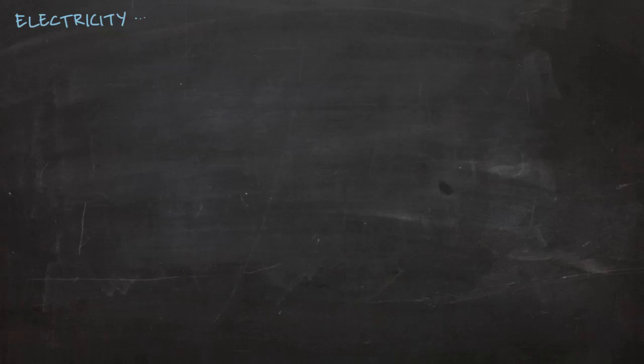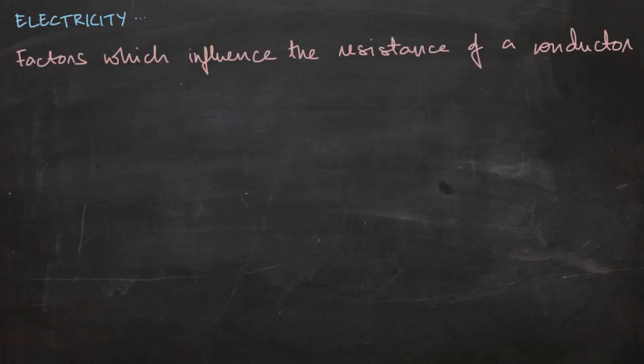Hey there. In this video, we'll be looking at the factors on which the resistance of a conductor depends. The resistance of a conductor mainly depends on four factors. 1, 2, 3, 4. The first factor is the nature or the type of the conductor.